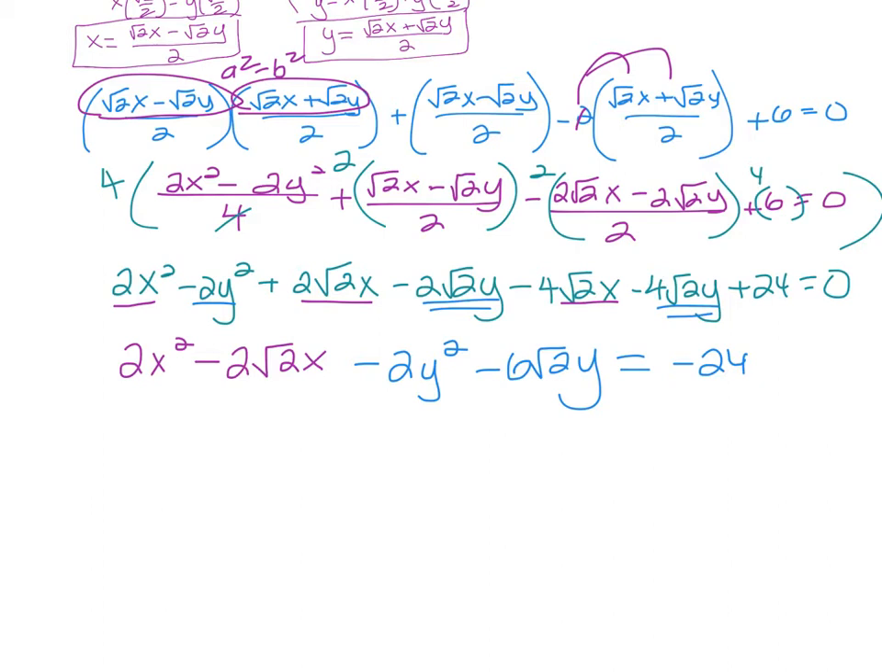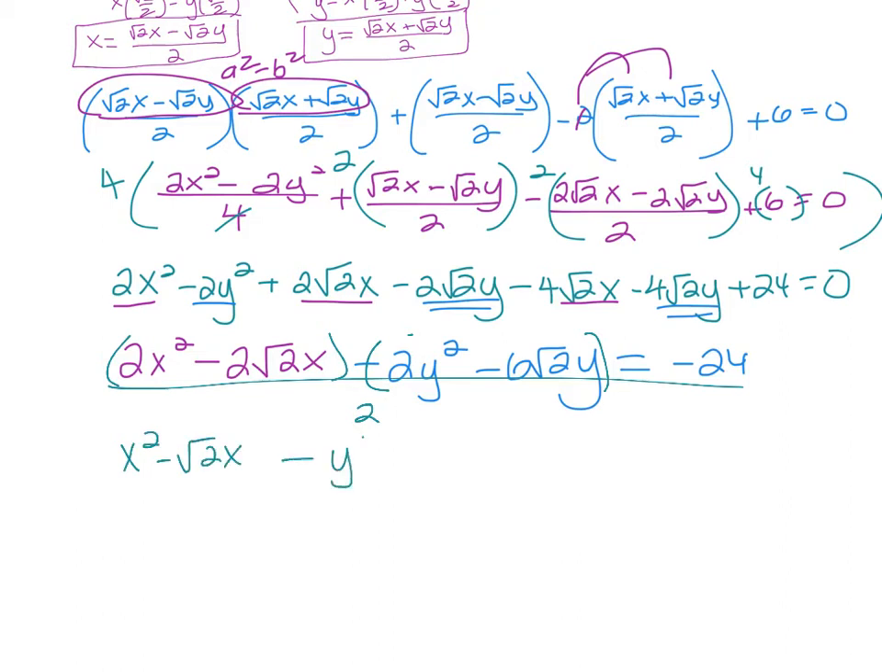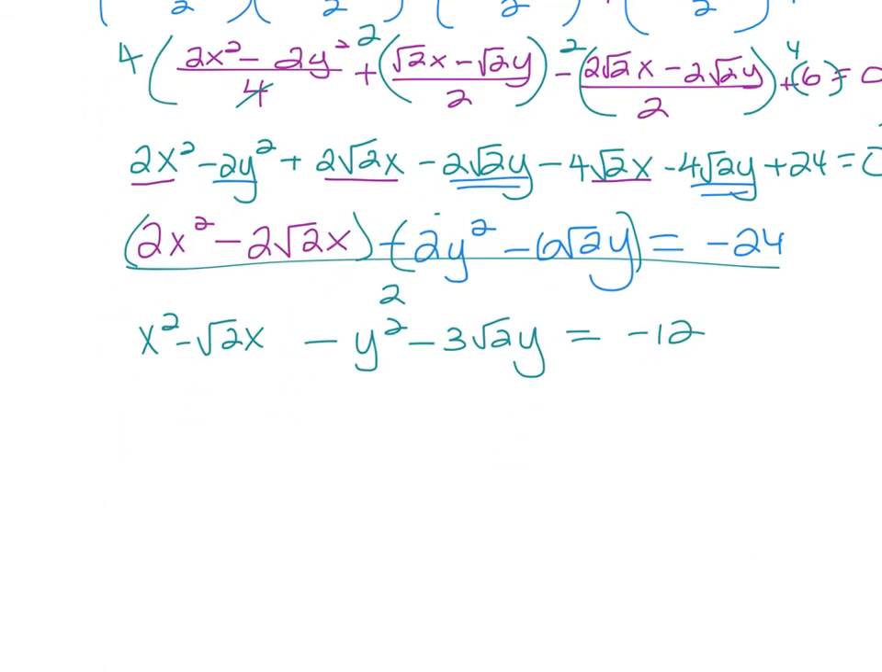Now I can actually divide all these by 2 and make it a little bit easier on this next step, because I'm going to have to complete the square for here and for here. So before I do that, I'm going to divide by 2: x squared minus root 2x minus y squared minus 3 root 2y equals negative 12. Now I'm going to complete my square.